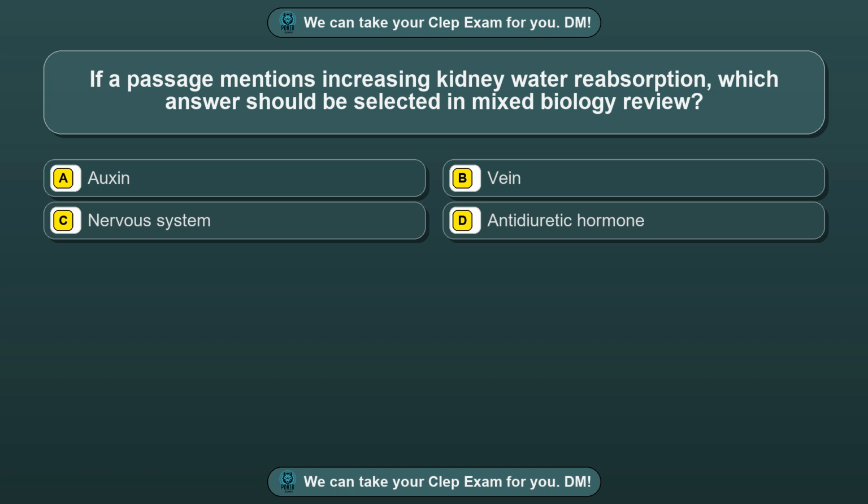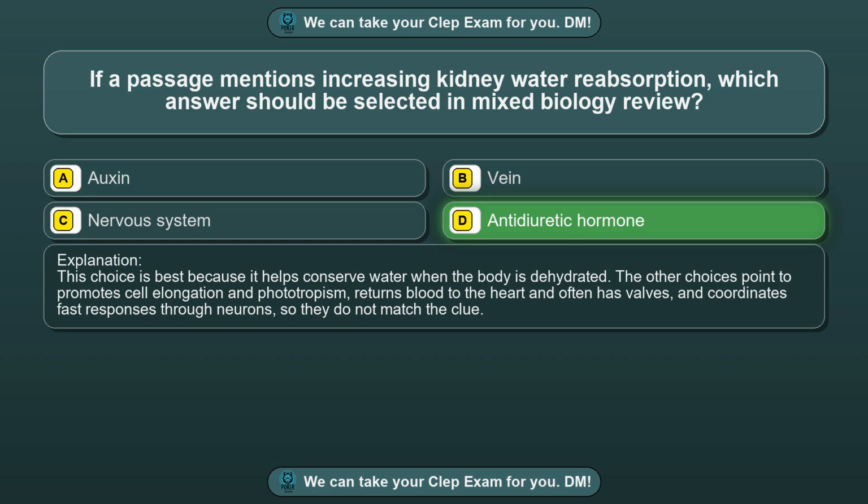Option A, auxin. Option B, vein. Option C, nervous system. Option D, antidiuretic hormone. The correct answer is option D, antidiuretic hormone. This choice is best because it helps conserve water when the body is dehydrated. The other choices point to promote cell elongation and phototropism, returns blood to the heart and often has valves, and coordinates fast responses through neurons, so they do not match the clue.